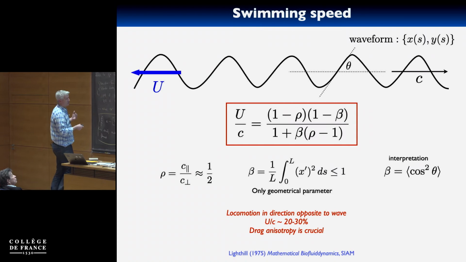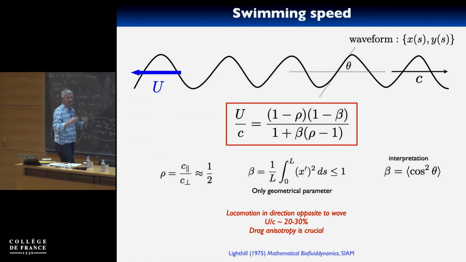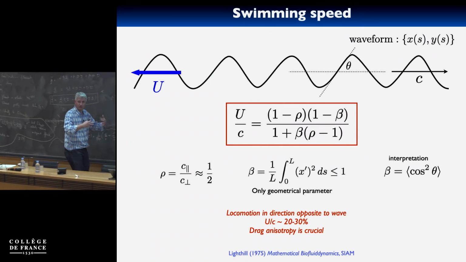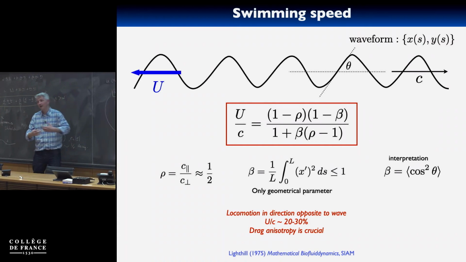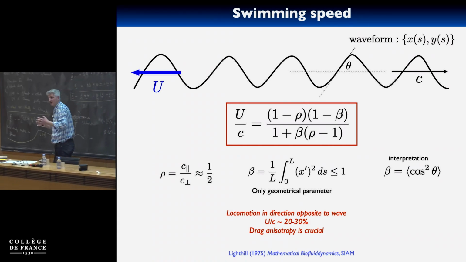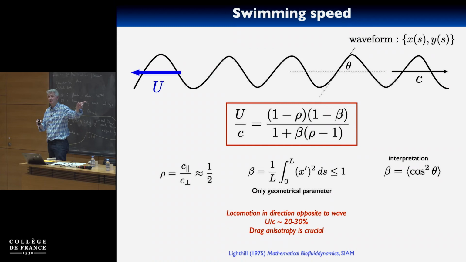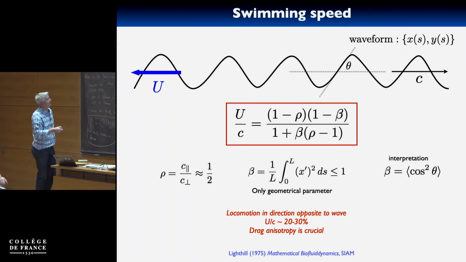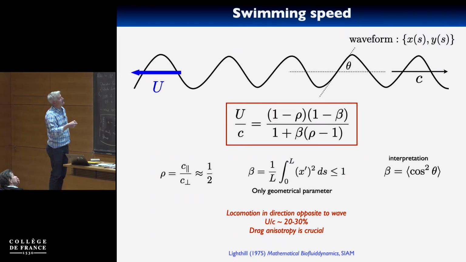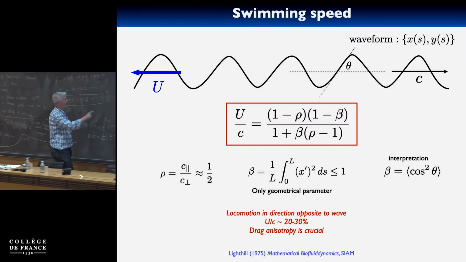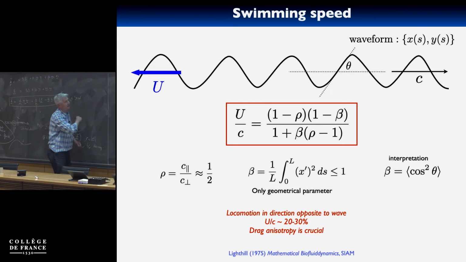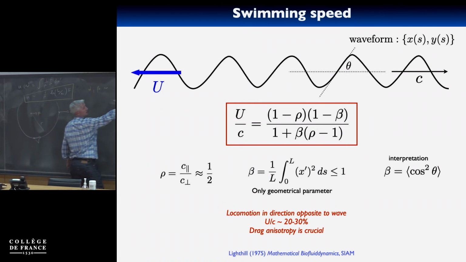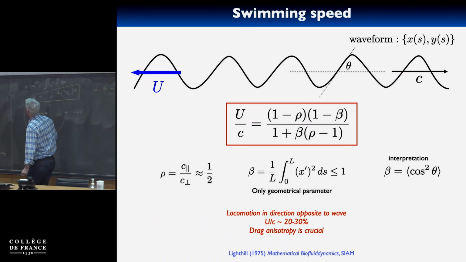So in the lab frame, it's less than 1. You will still observe a wave moving to the right and the cell moving to the left, because the cell moving to the left is not strong enough to compensate for the wave moving to the right. It's about 20, 30%. And of course, the last thing that is very important is that there is this prefactor 1 minus rho. The anisotropy of the drag, the fact that we showed that beta was above alpha by about a factor of 2, is totally crucial for locomotion.